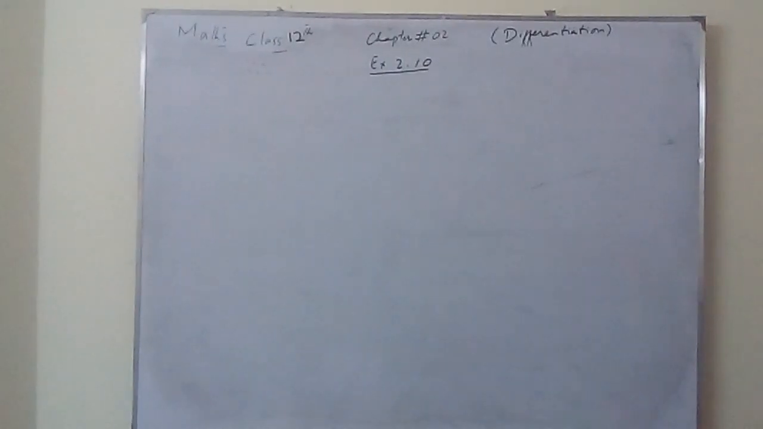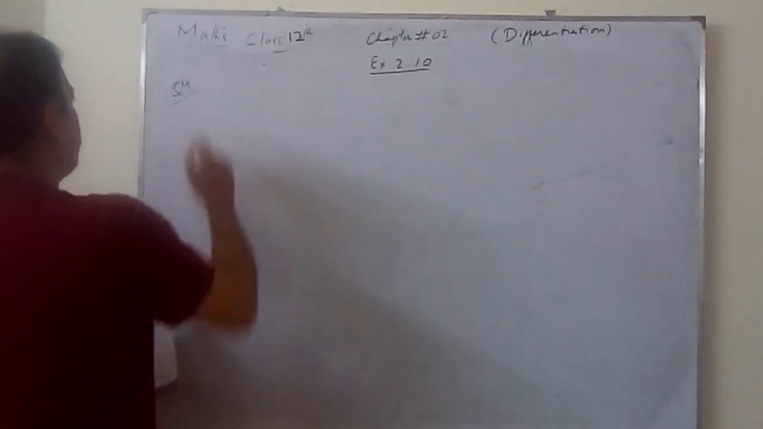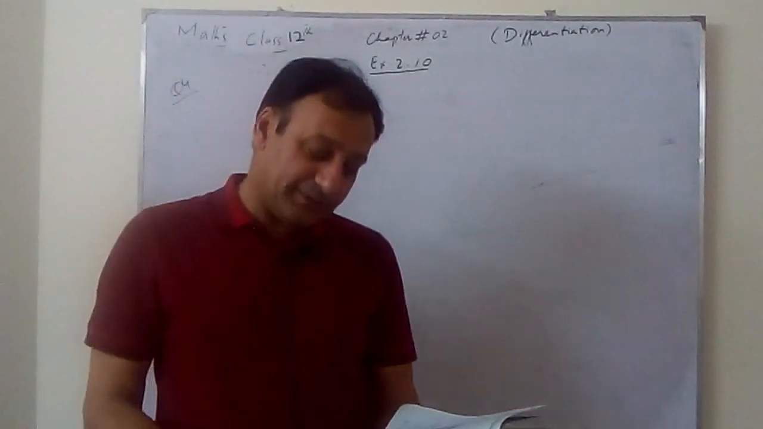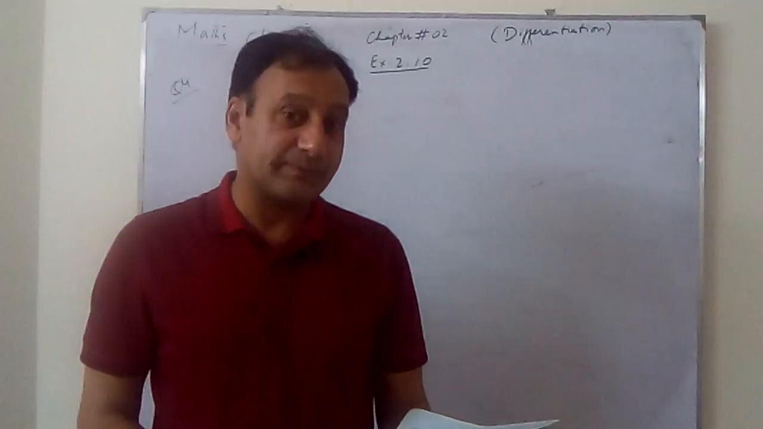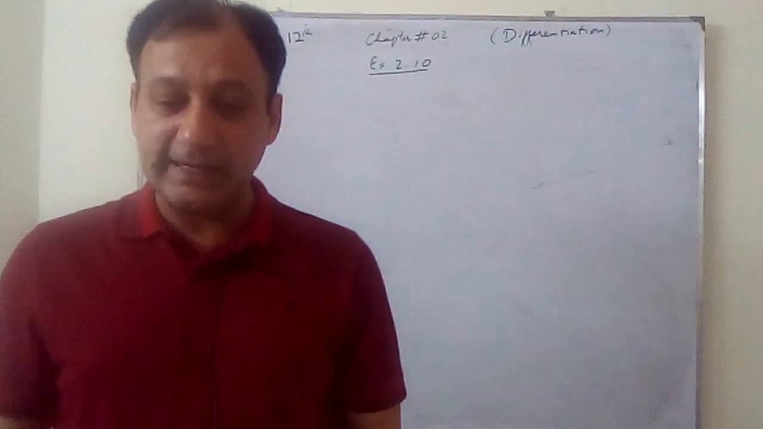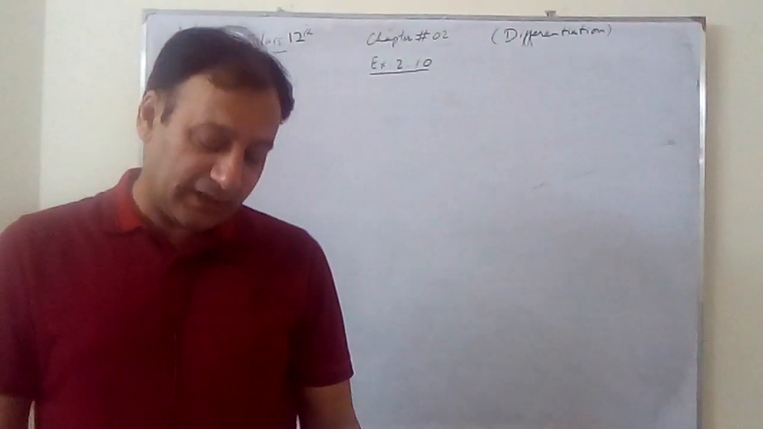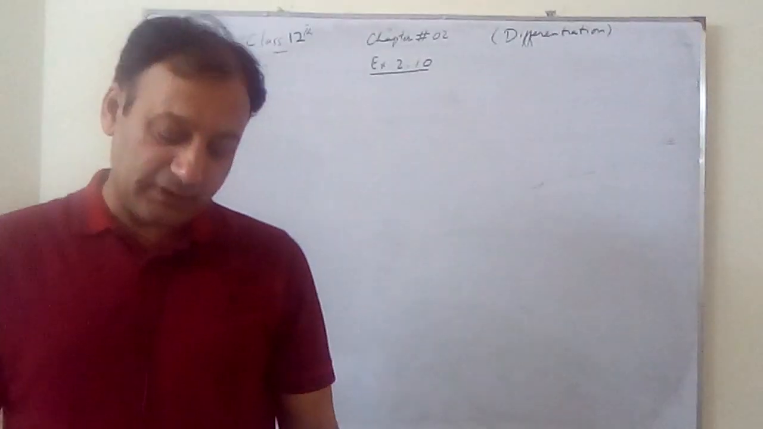Now I solve question number 4. The perimeter of a triangle is 16 centimeters. If one side is of length 6 centimeters, what are the lengths of the other sides for maximum area of the triangle?